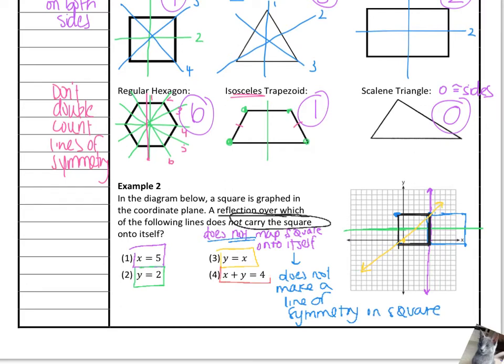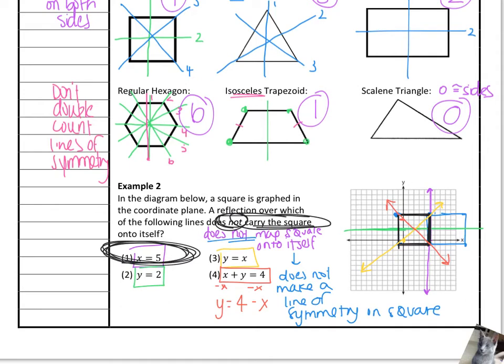Now in this next one, x plus y equals 4, it looks a little funky, so most students automatically choose that one because it looks different than all the others. However, if we get it in y equals form by subtracting x, then we have y equals 4 minus x, meaning we start at positive 4 on the axis for y, and we go down 1 over 1 because it's a negative x. And you can see that this starts becoming the opposite diagonal. And again, diagonals are lines of symmetry on squares. And so therefore the one that does not carry the square onto itself is choice 1.